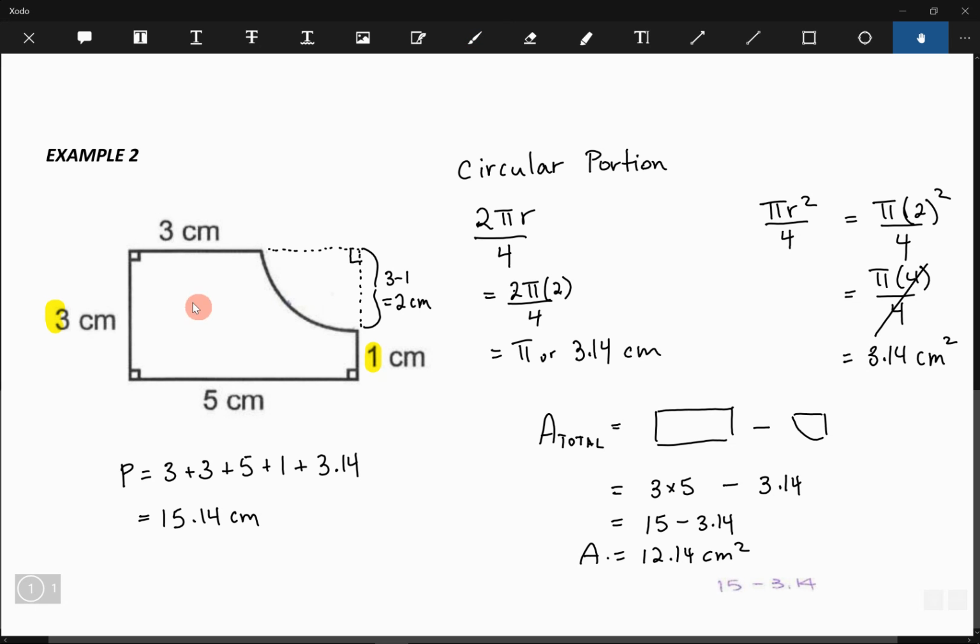So there are some questions on perimeter and area for composite figures I want you to try, and that ends this video.